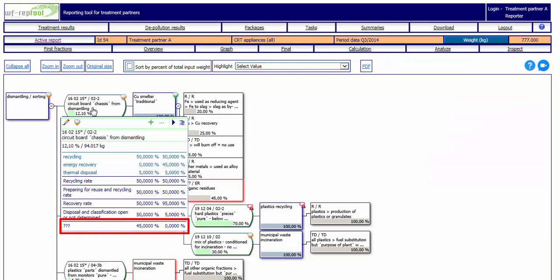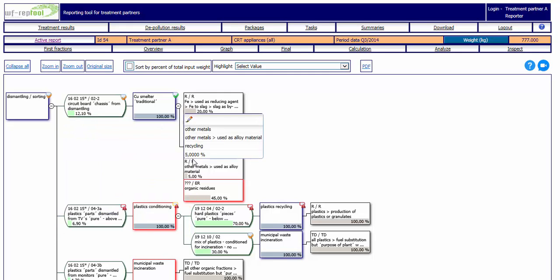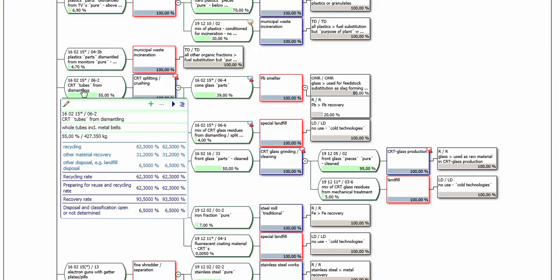If you see the three question marks there, any classification of use was not given properly. You may see the results of simple fractions or even more complex fractions like the CRT tubes. At present, you may see these recycling and recovery rates for interim fractions only in this graph view.